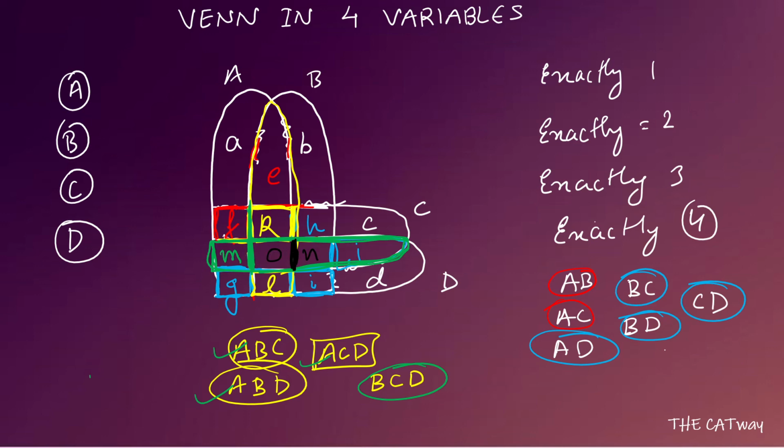If it is talking about A and C, this part will be included. If it is talking about A and D, then this part will be included. Okay, so I hope you are getting it. So when you have a fair diagram, you can easily see which part is there inside which all boundaries. Okay, accordingly you can determine which part represents what.